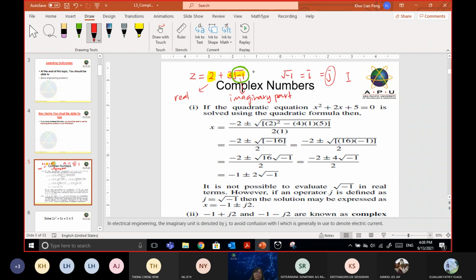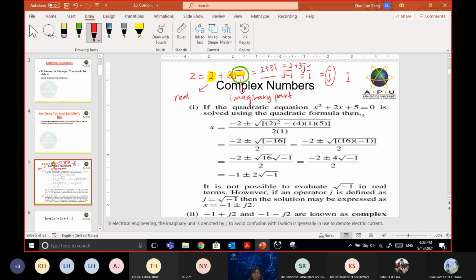So I can write these figures as 2 plus 3i, or as 2 plus 3j, where i or j represents square root of -1. As I said, when the topic is not engineering, it's common to put i, but for engineering we may use j, to avoid confusion with the notation for current, which is i.